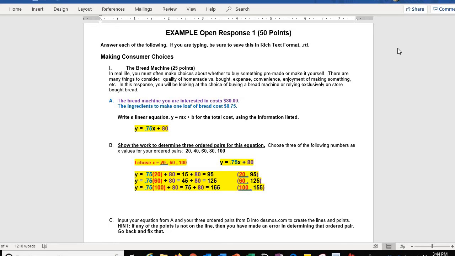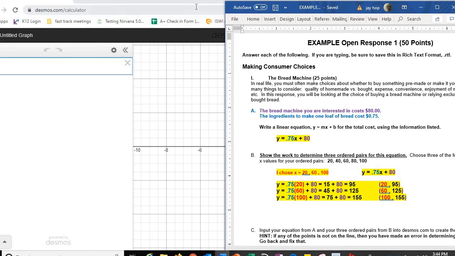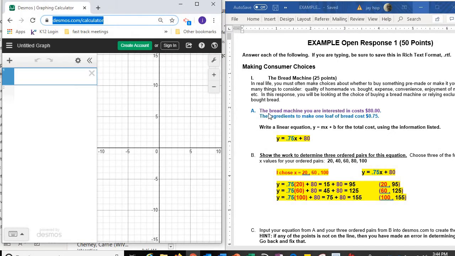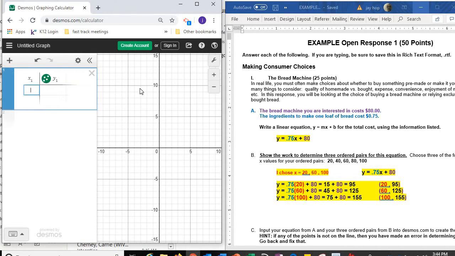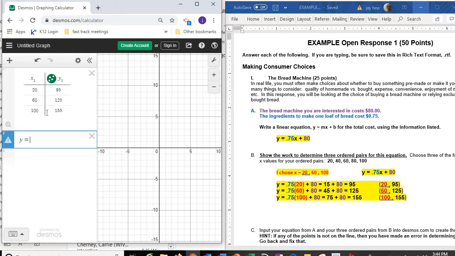So what I'm going to do is go to Desmos and plug those numbers in. So I get my table, and I had (20, 95). I've got (60, 125). I've got (100, 155), and then I'm putting my equation in, which is y equals 0.75x plus 80.